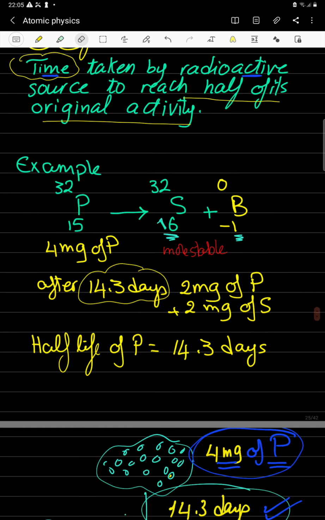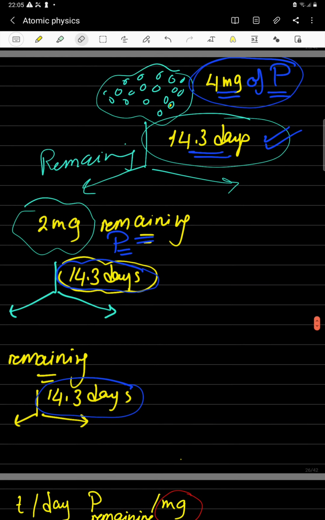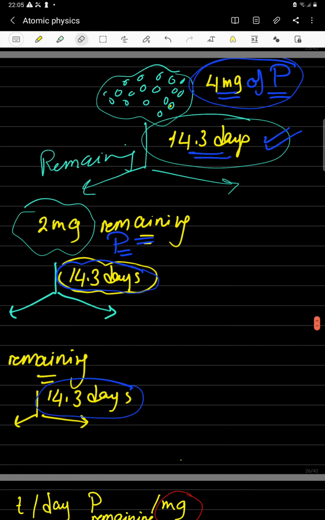What does this mean? It means, for example, if I have a sample of 4 milligrams of phosphorus. This phosphorus is a radioactive isotope. It is unstable. In order to reach stability, it's going to emit a beta particle, and so it's going to change into sulfur. So if this nucleus emits a beta particle, it won't be phosphorus anymore, it will change into sulfur.